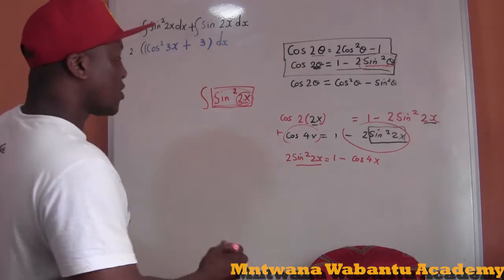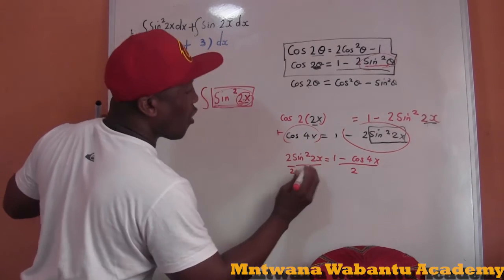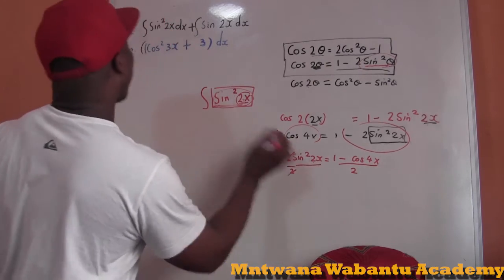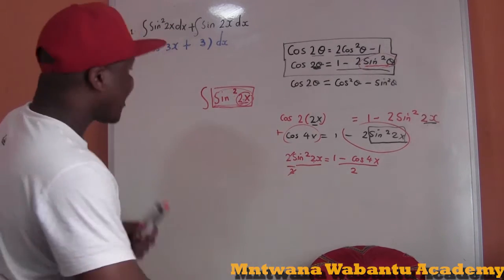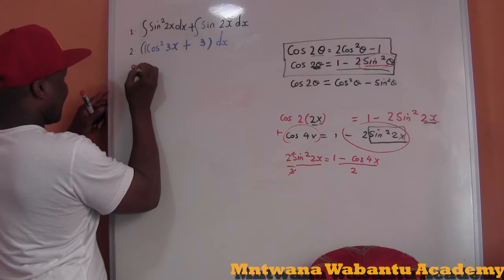So now we're going to say, divide by 2 and divide by 2. Wow. So this one, go. So the meaning of sine square 2x, if I have to replace this, let's replace now.